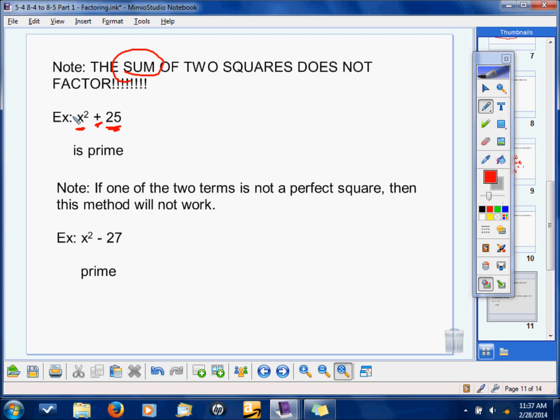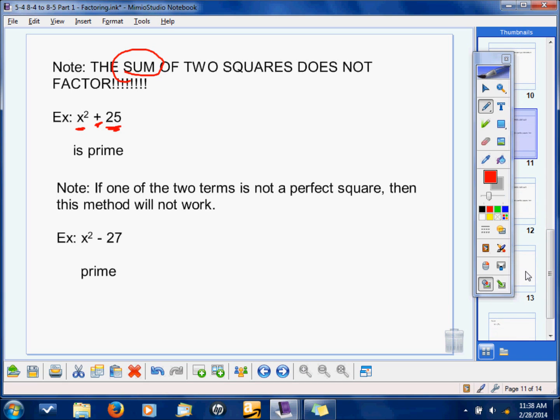So you have this one. Here's a perfect square. Here's a perfect square. That one doesn't factor. This one: here's a perfect square, but 27 is not a perfect square. So this one also doesn't end up working. This one also turns out to be prime. So just keep in mind, you have to have those things worked out like that.